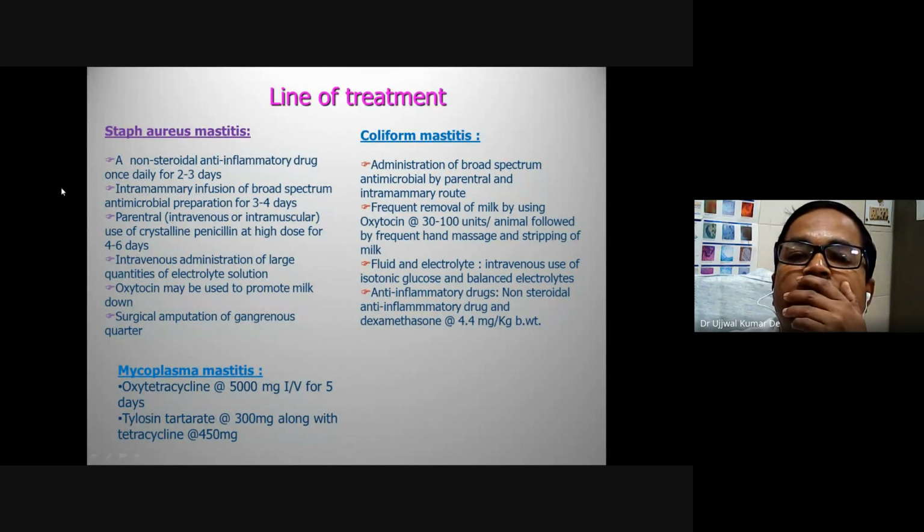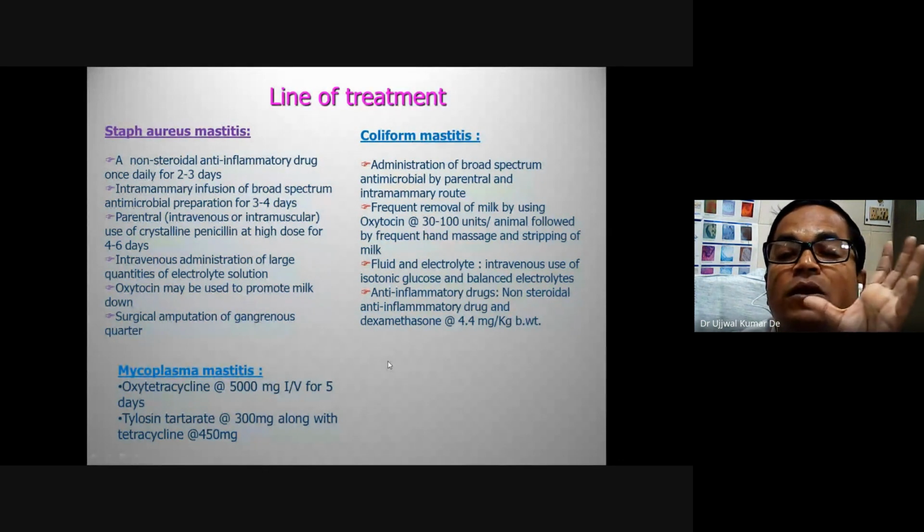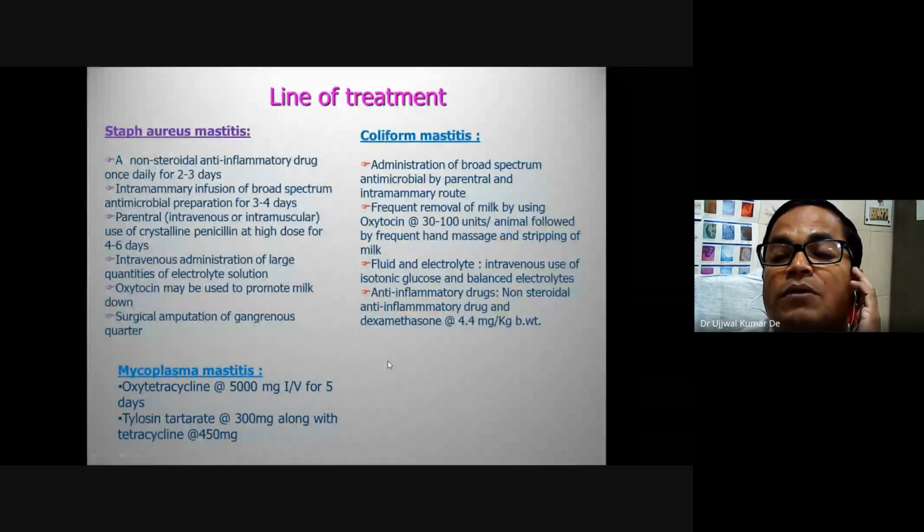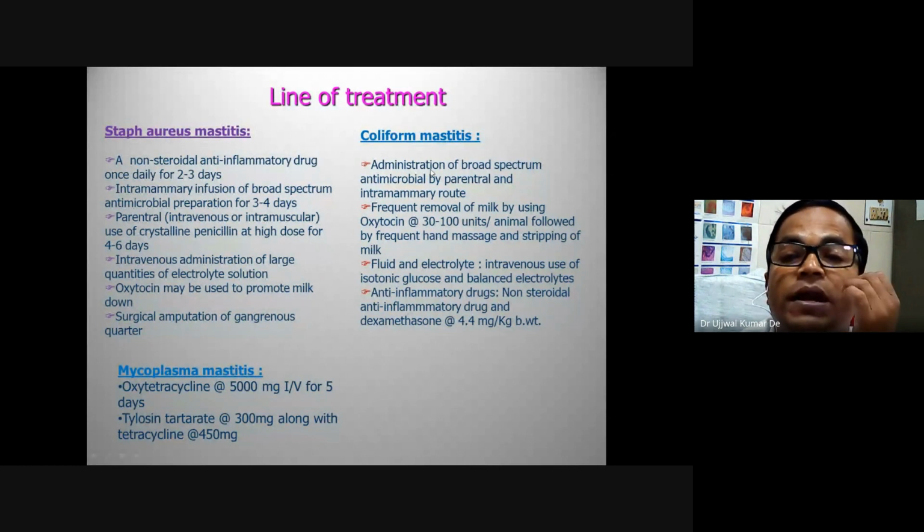In coliform mastitis, again the same type of treatment, but with frequent milking. In case an animal is off feed or has high systemic involvement, then you have to give isotonic solution, otherwise the animal will go into recumbent condition, along with anti-inflammatory drugs. So these are the different lines of treatment.